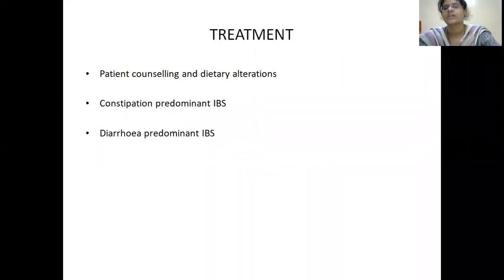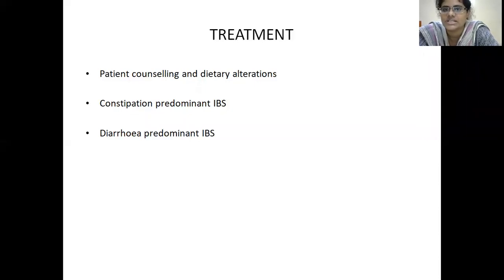Coming to the treatment part. So far we have seen the definition and the pathophysiology. Pathophysiology usually is not clear, but these are the proposed theories, followed by the clinical features, the investigations, the diagnostic criteria, and the red flag signs. Following that, the most important is the treatment part, because in our practice we will be seeing mainly IBS cases, so it is also important.